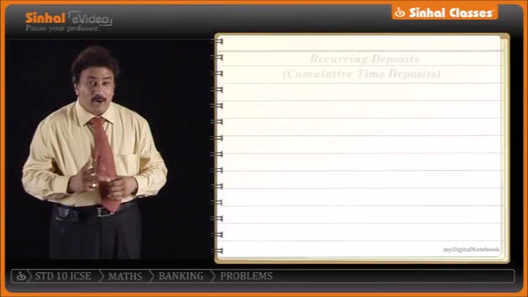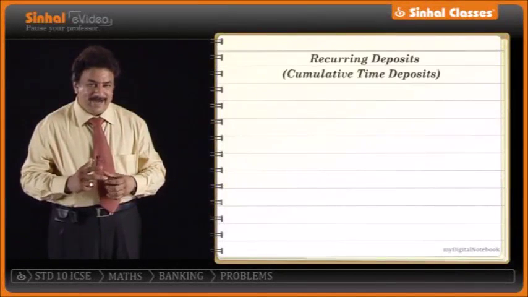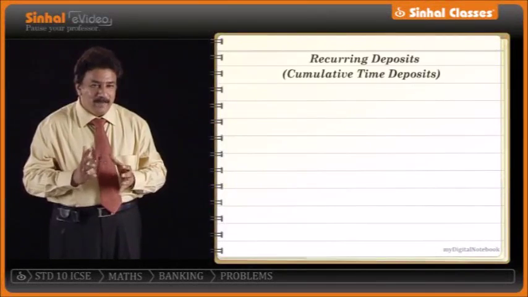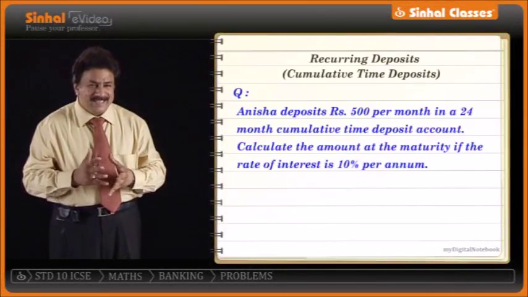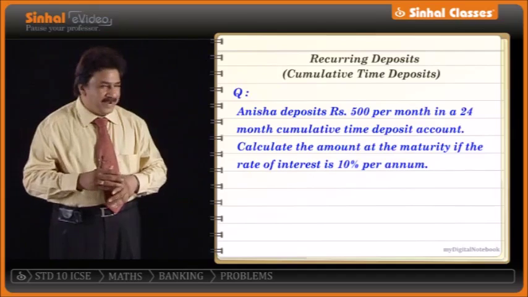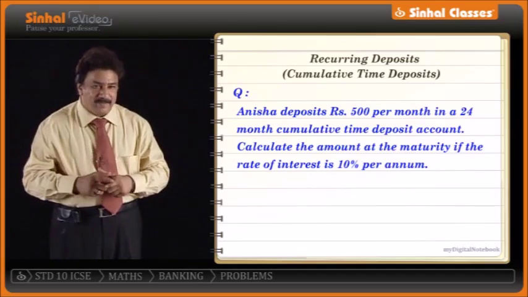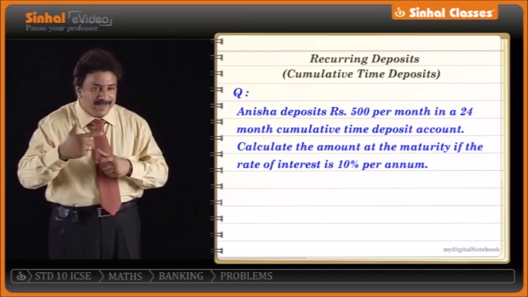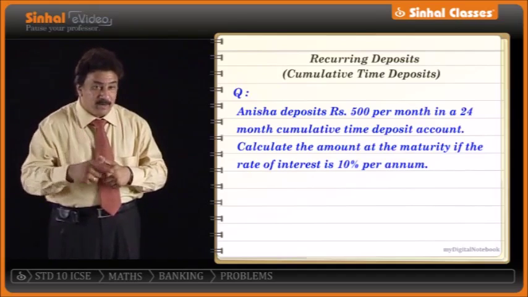Now we pick up sums on recurring deposit, that is cumulative time deposit account. Let's see the sum what is given to us. Anisha deposits rupees 500 per month. In this type of sums, we have to go for a monthly deposit. That is recurring deposit account.